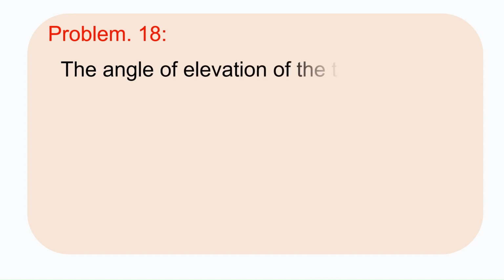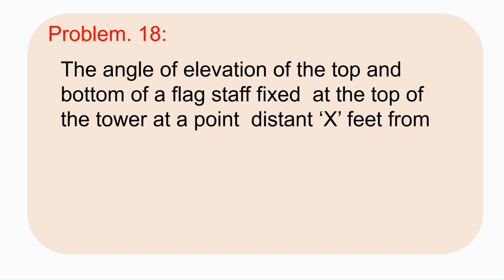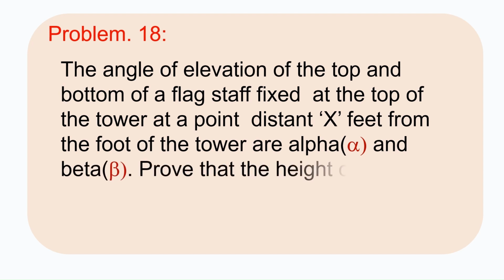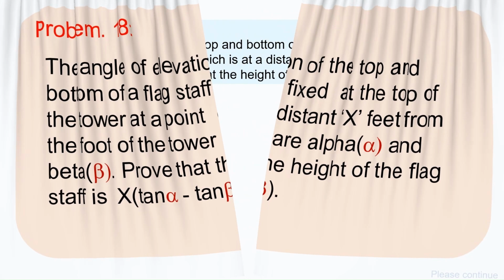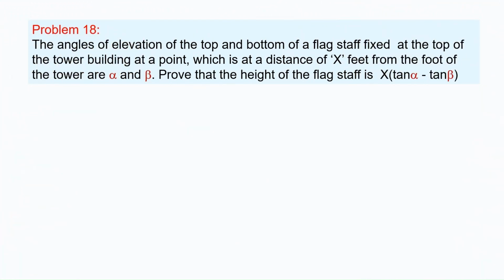Problem number 18. The angles of elevation of the top and the bottom of a flagstaff fixed at the top of the tower, at a point distant x feet from the foot of the tower, are alpha and beta. Prove that the height of the flagstaff is x times tangent of alpha minus tangent of beta. Imagine the scenario on the ground and then convert this picture into simple geometry.